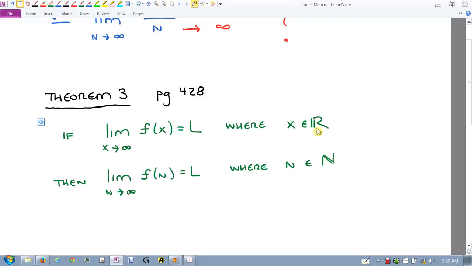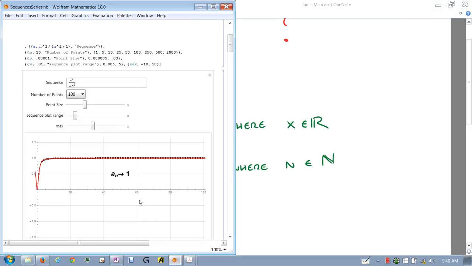Y'all know what the double-struck R is? Real numbers, okay? Natural numbers are 1, 2, 3, 4, 5, 6, 7, 8, 9, 10, forever. So what this theorem is saying is, if you have a function that, as x goes to infinity, is approaching L, where x is any real number, then if you just restrict yourself to the natural numbers, that function on just the natural numbers should also go to L. And the picture for this is basically this one right here.